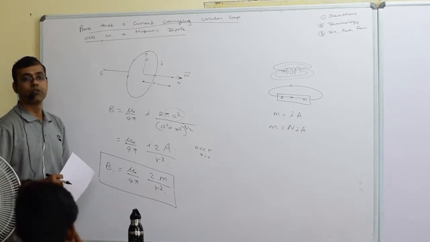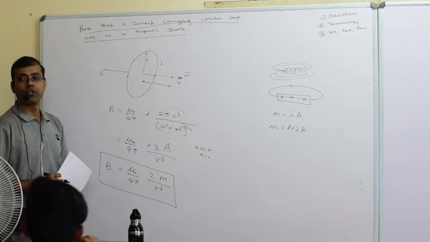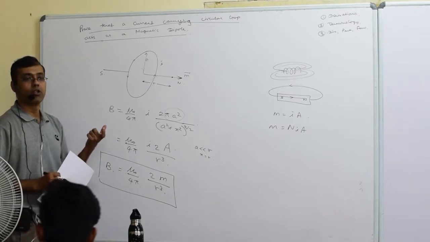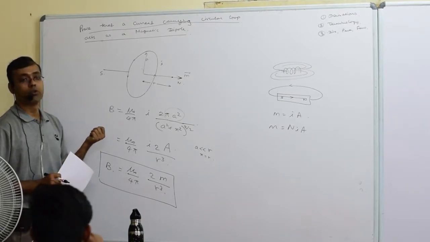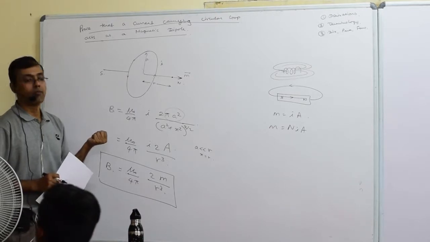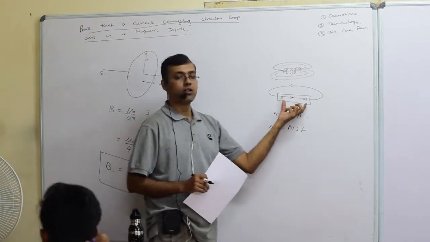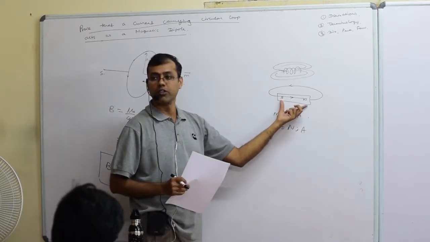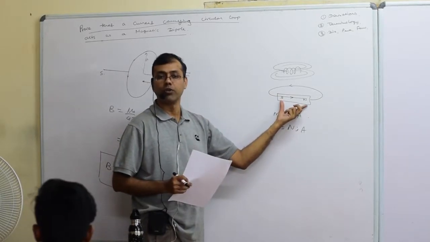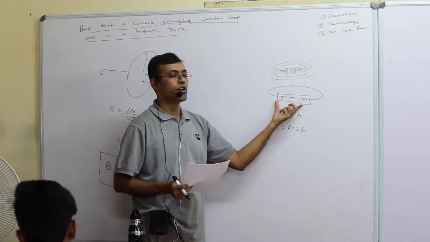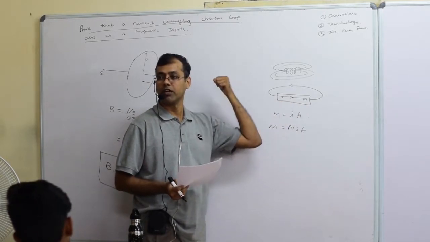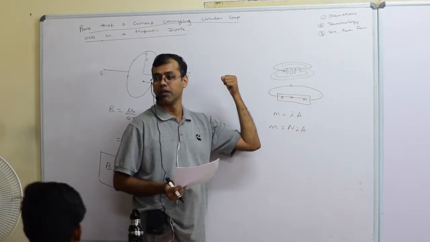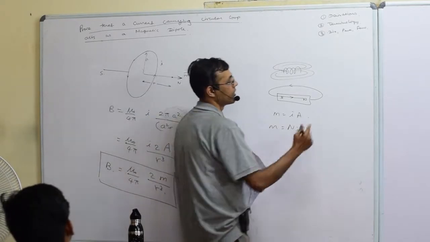Electric dipole means minus q and plus q separated by a small distance. What is a magnetic dipole? North and south separated by a small distance. That's all, right? So instead of minus q and plus q, you have north and south. That is what is called a magnetic dipole. Just to confuse you, instead of calling it a simple bar magnet, we call it by a technical name, which is magnetic dipole. So don't get confused.